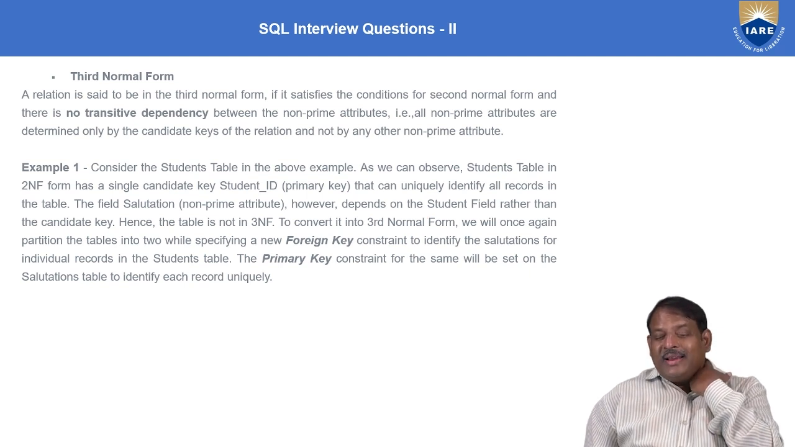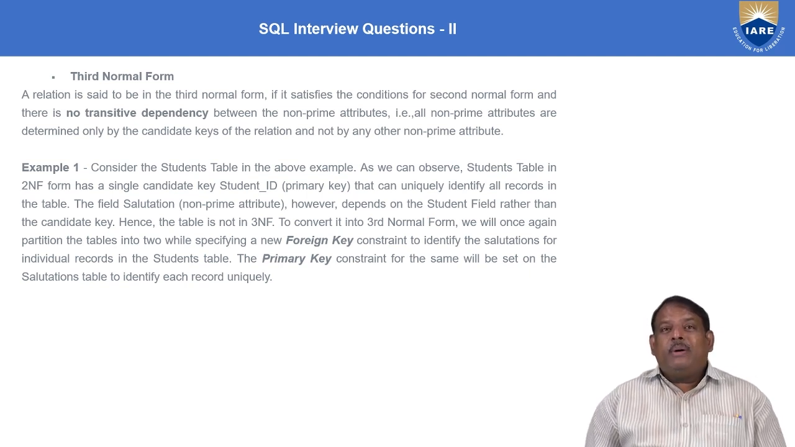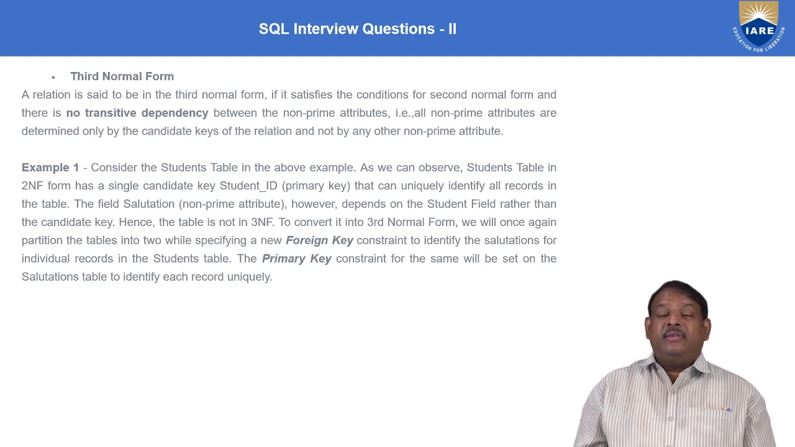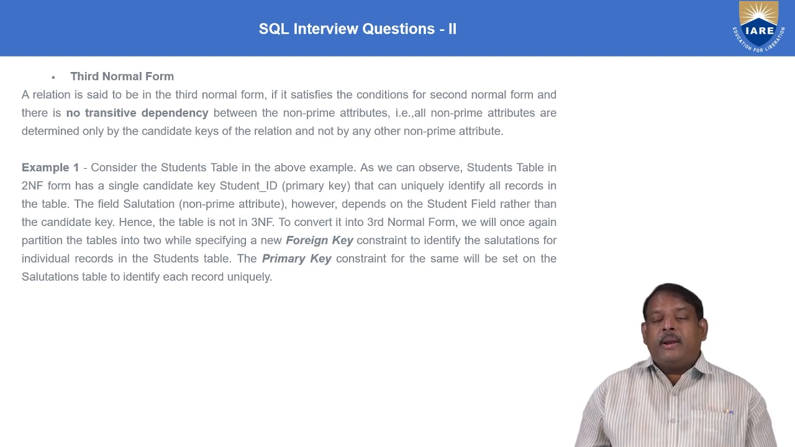In the second normal form, there should be no partial dependencies. A relation is said to be in third normal form if it satisfies the conditions of second normal form, and also there are no transitive dependencies between the non-prime attributes. In the second normal form, there should not be any partial dependencies. In the third, there should be no transitive dependency between the non-prime attributes. All non-prime attributes are determined only by the candidate key of the relation, not by any other non-prime attribute.